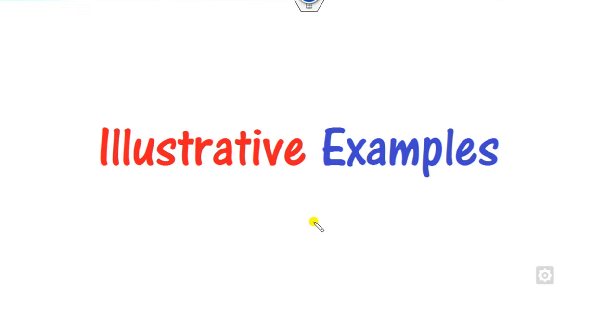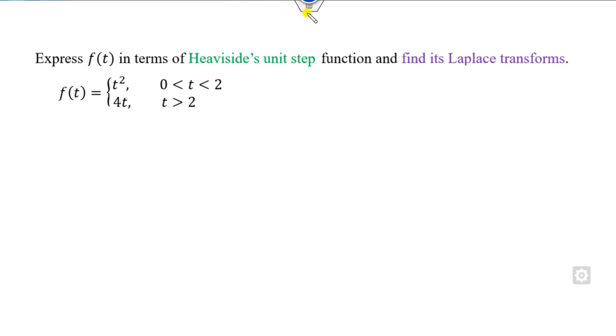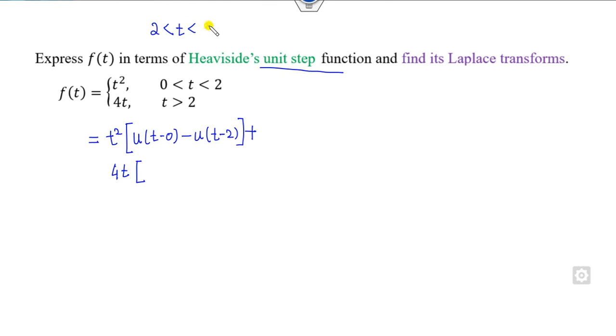So let's see how you can solve this with the help of an example. The first target is to express the function in terms of the unit step function. So how can you write that? It's t square into u of t minus 0 minus u of t minus 2, plus the second function, which is 4t into, now you can see I can write this function in this manner.